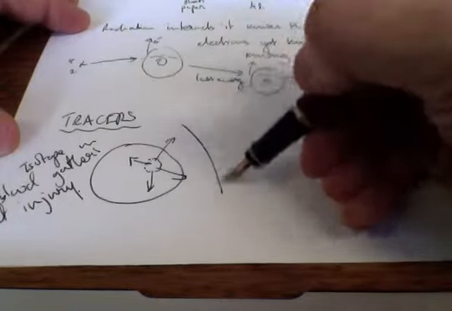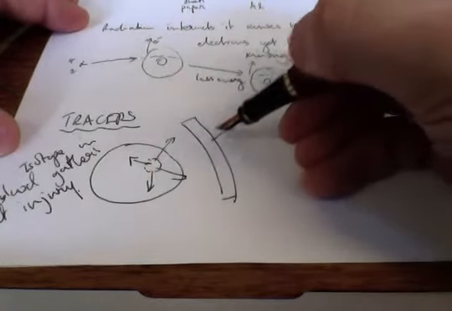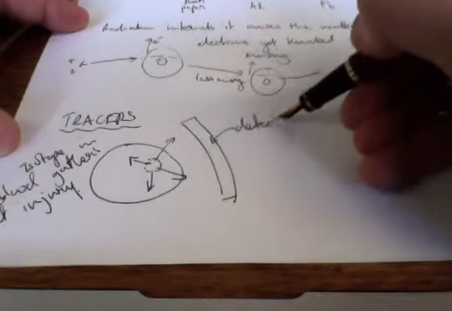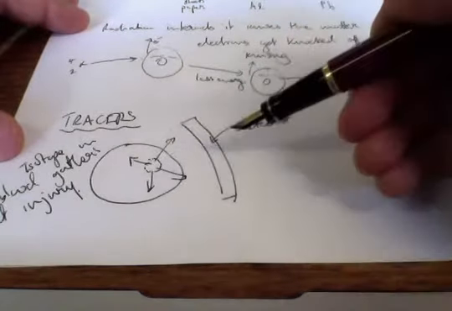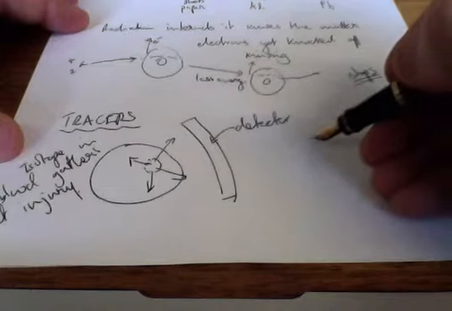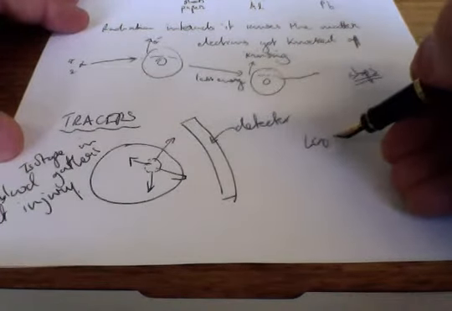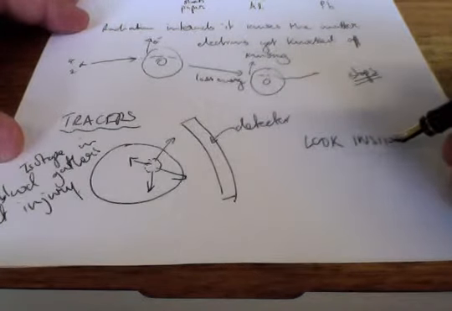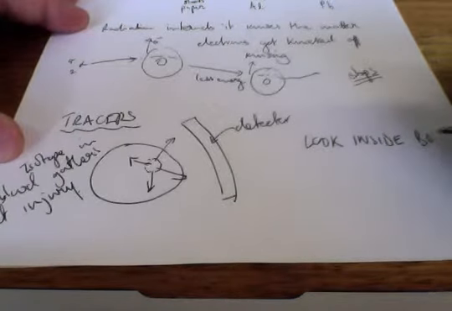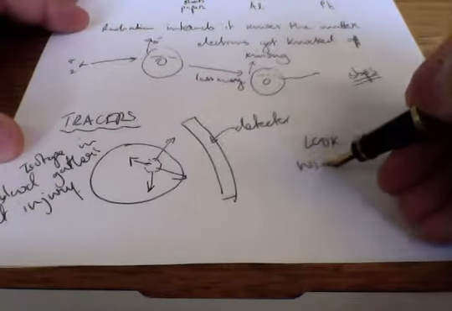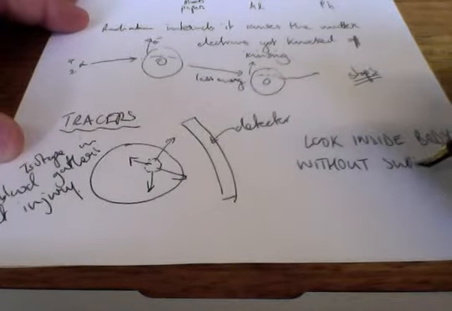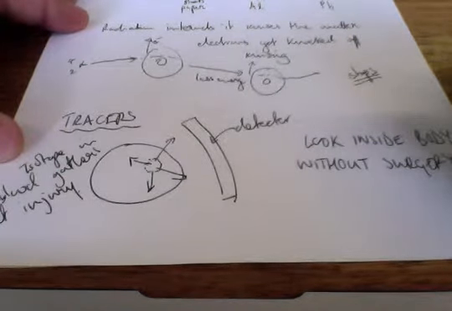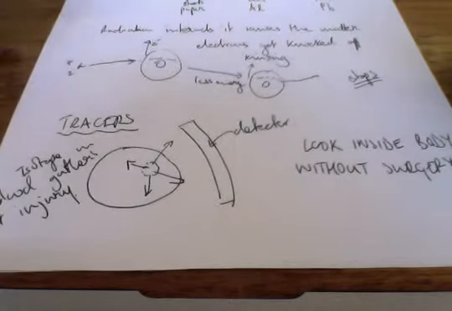If you had a detector, then you can detect where on earth that's come from, and you can look inside the body. So tracers look inside the body without surgery. Okay, so that's a really useful tool.